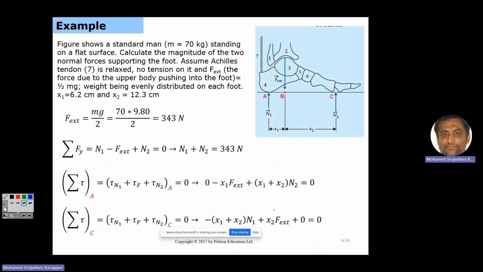Then let's do this question. Here we have a man standing. Standard man means his mass is 70 kilogram. So we are looking at 1 foot, say the right foot or the left foot or whatever. So here, this is what we are looking at. The heel is touching the ground. So you'll have a normal force coming from the ground on him. Let me call it N1.